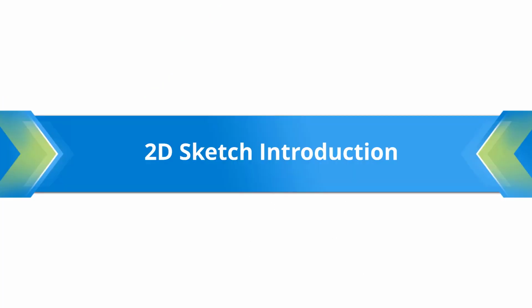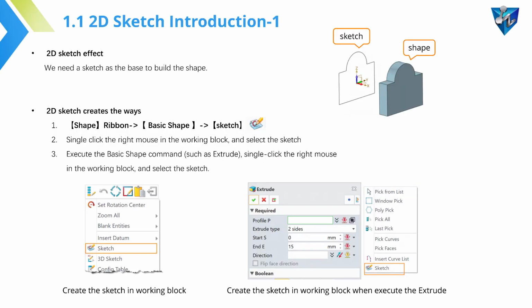Okay, let's start the first part. 2D sketch introduction. So what is 2D sketch? 2D sketch is normally used for solid modeling. And no matter how complicated the solid modeling is, the 2D sketch is needed as the base to build the shape. So how to create the 2D sketch in ZW3D?